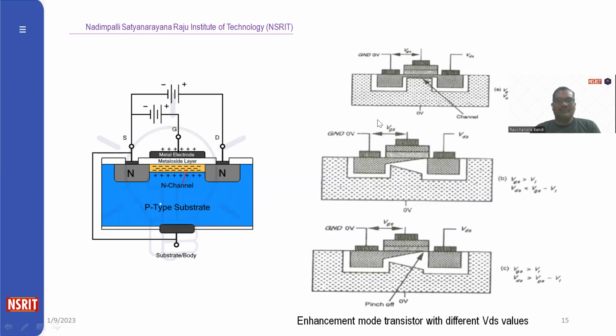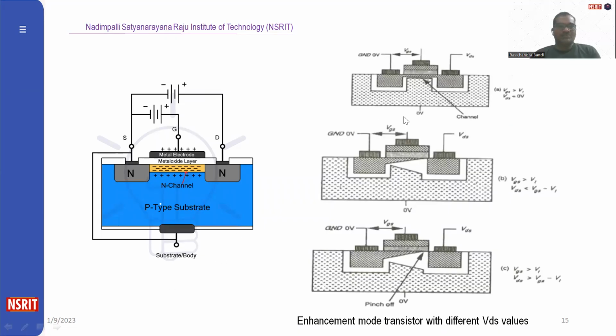This is the diagram of MOSFET. Above the gate we apply the VGS. For the drain we apply the VDS. This is VGS. This is the VDS.